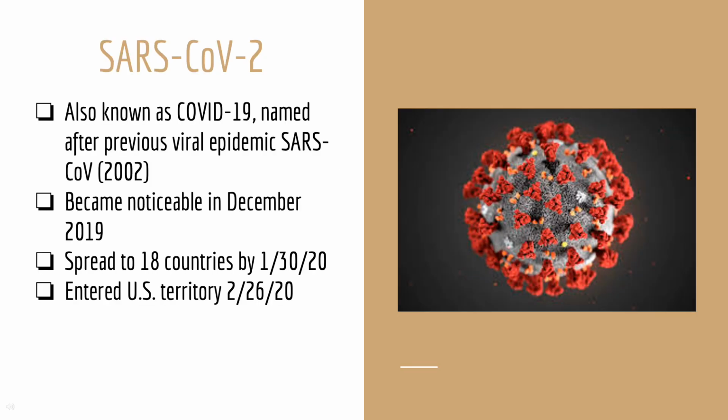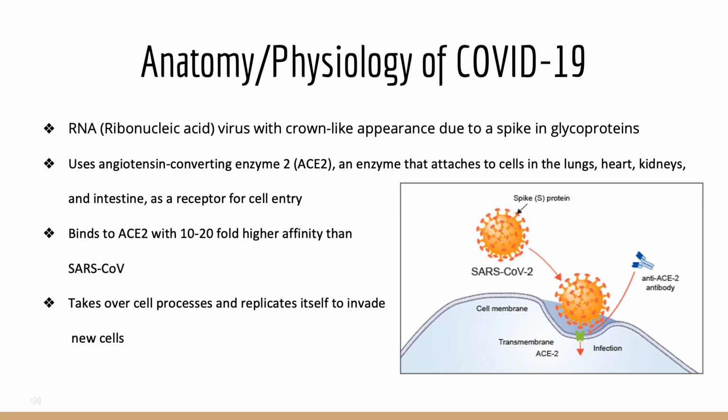SARS-CoV-2, more commonly known as COVID-19 or coronavirus, was named after the previous viral epidemic SARS-CoV in 2002. COVID-19 became noticeable in December of 2019 in Wuhan, China. The virus had spread to 18 different countries by January 30th, 2020, before eventually making its appearance in U.S. territory February 26th of 2020.